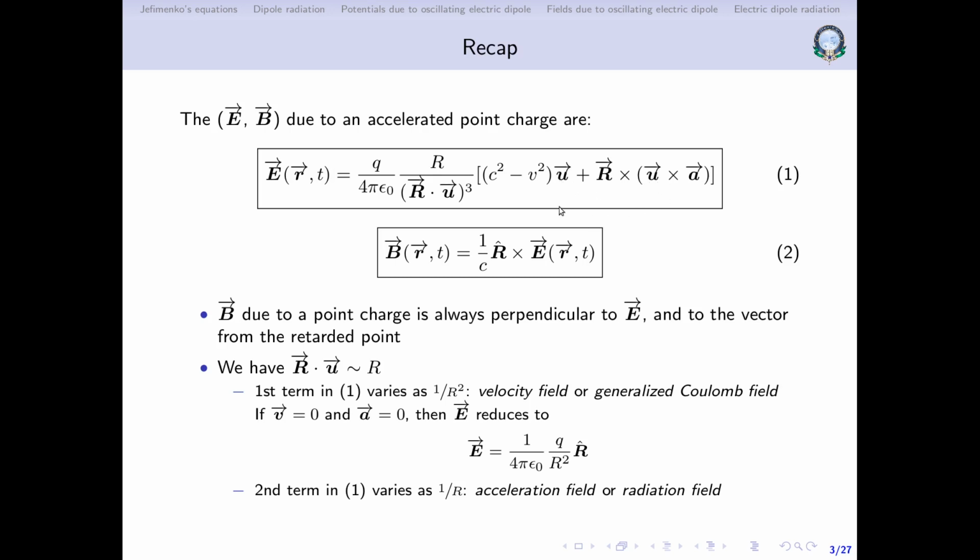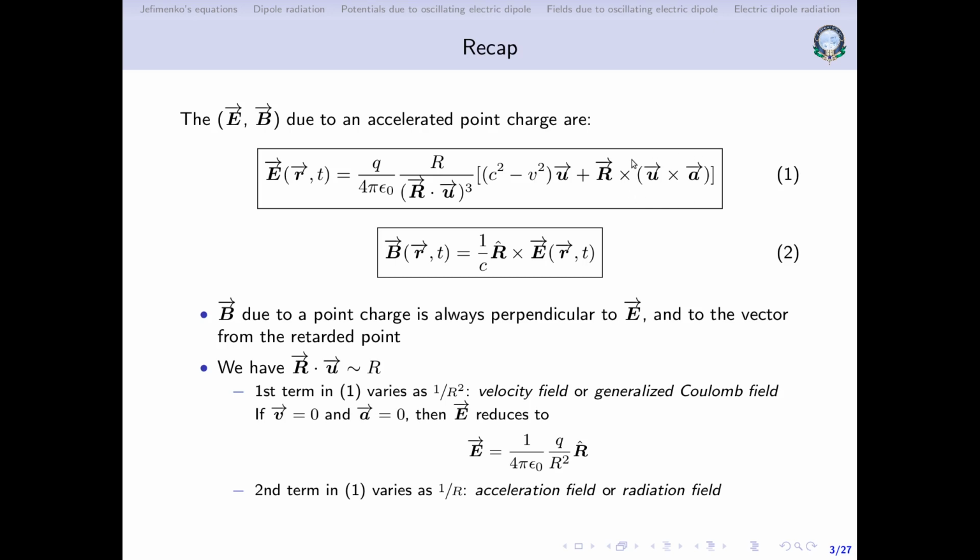as the acceleration. The first term varies as 1 by r square, and the second term varies as 1 by r. How does this happen? For that you can just refer to my lecture on accelerated charges. The first term is known as the generalized Coulomb field, because it comes down to the Coulomb field when v equal to 0 and a equal to 0, that is when the charges are static. And the second term varies as 1 by r.